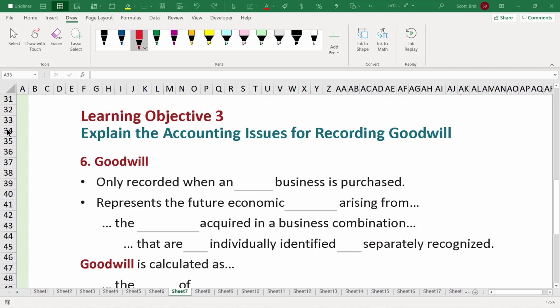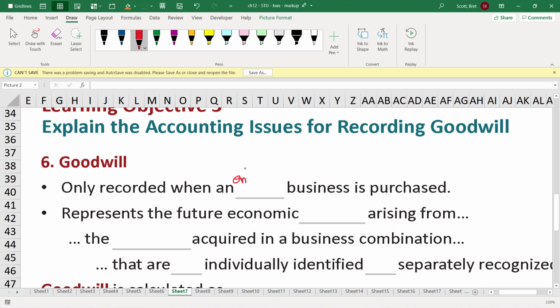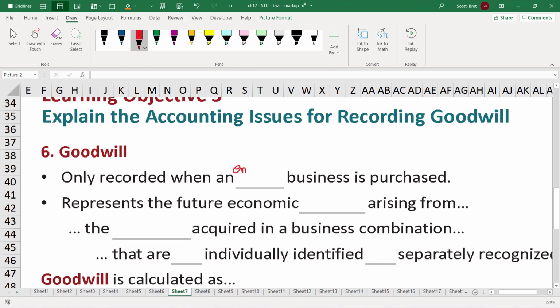All right, so let's move on now to learning objective 3 of chapter 12, where we talk about goodwill. What is goodwill? How does it arise? Well, we only record goodwill when an entire business is purchased. So one company gobbles up 100% of another company.